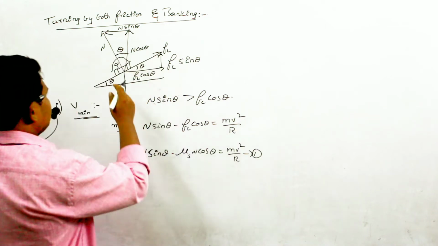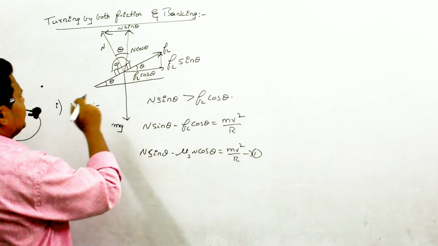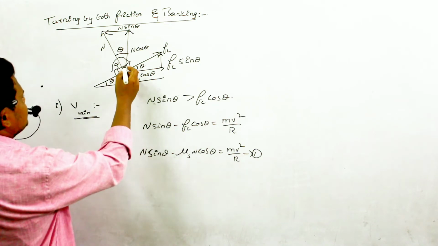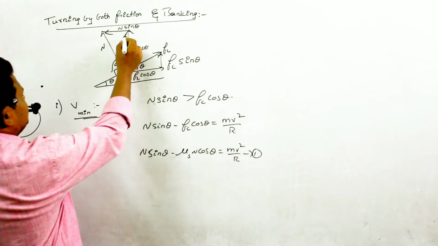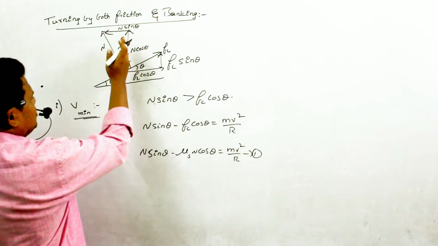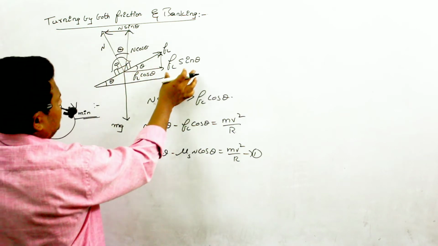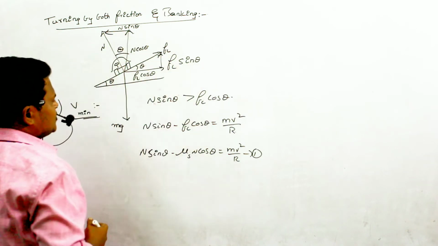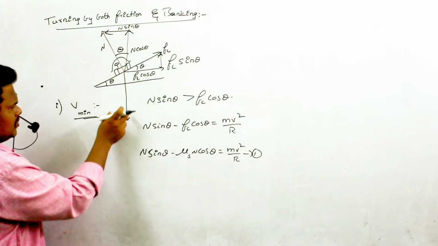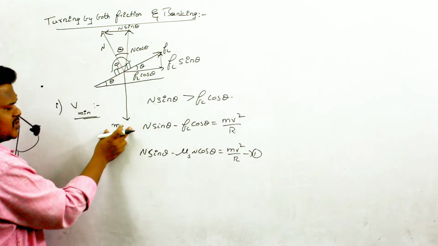After this, if you observe the other free body diagrams here, definitely I can say that n cos theta is in the upwards direction, and FL sin theta is also in the upwards direction, and the only force which is acting downwards is mg here.